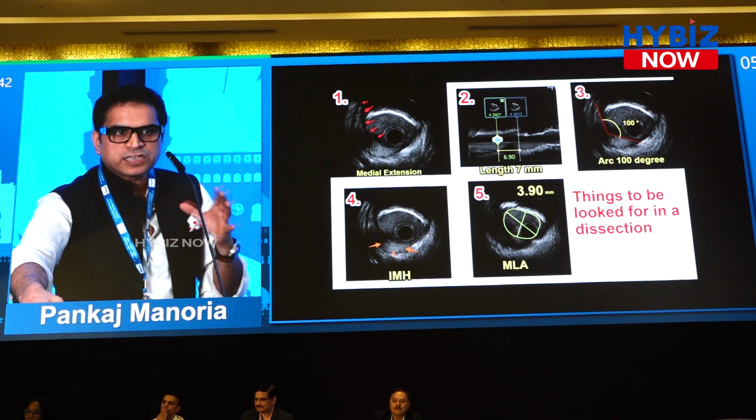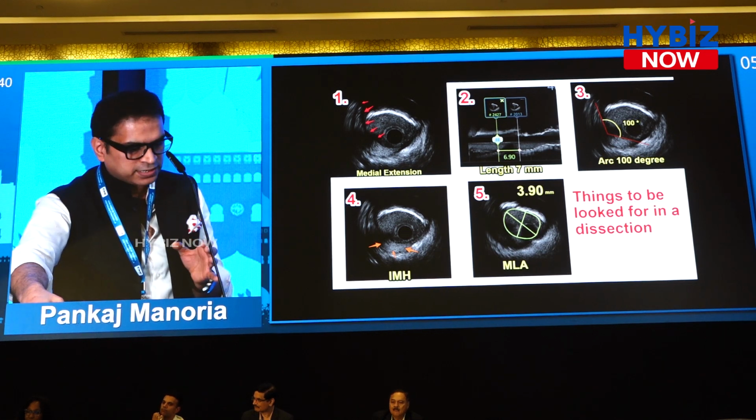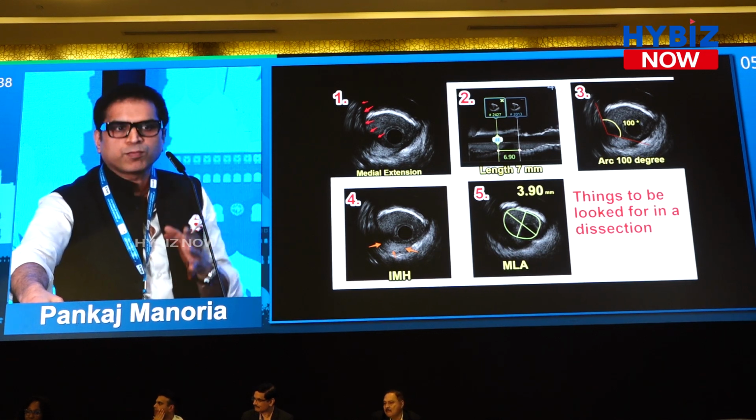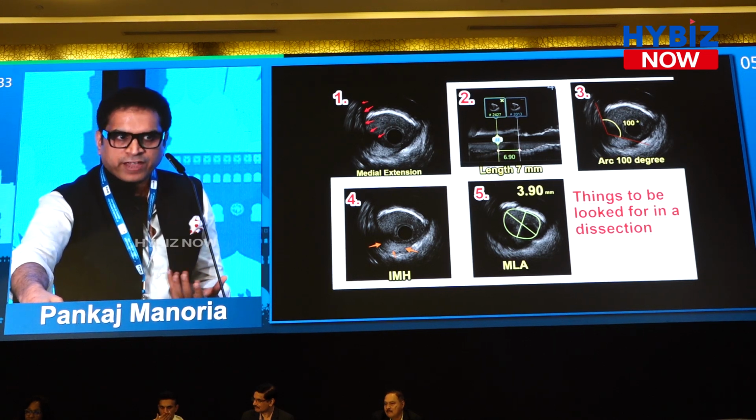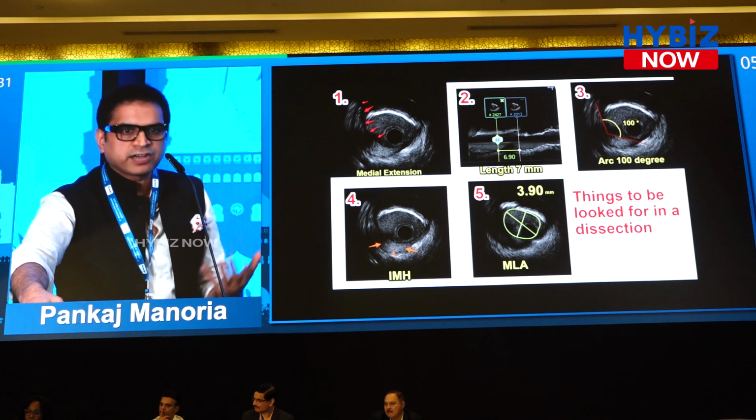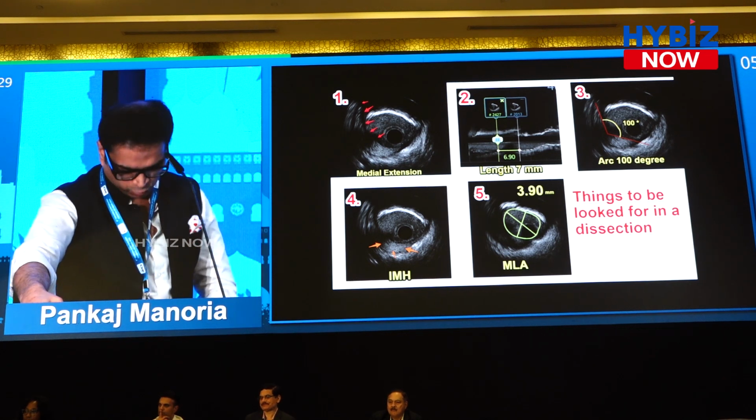So if we see all these 5 things: all medial dissections, length more than 3 millimeters, arc more than 60 degrees, IMH present, MLA less than 3.5, all these dissections need restenting to prevent further vessel closure.